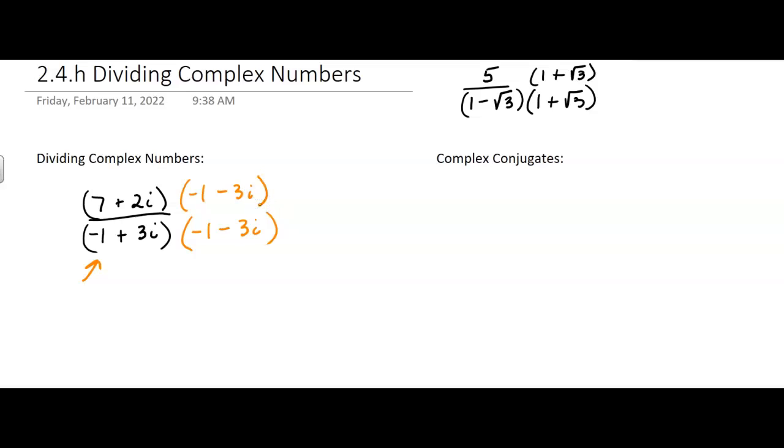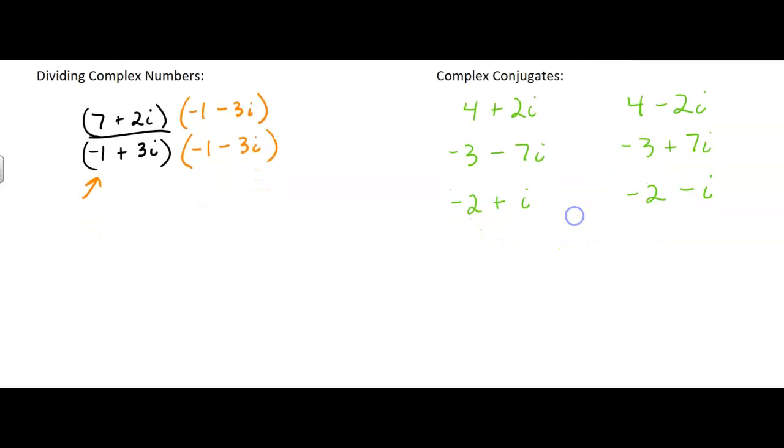Okay? So in this video, I wanted to talk a little bit about complex conjugates. So if you have 4 plus 2i, the conjugate is 4 minus 2i. If you have negative 3 minus 7i, the conjugate is negative 3 plus 7i. If you have negative 2 plus i, the conjugate is negative 2 minus i. Now let's get into a couple that might be a little more unusual.